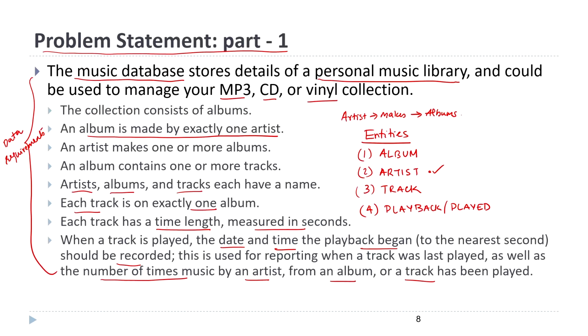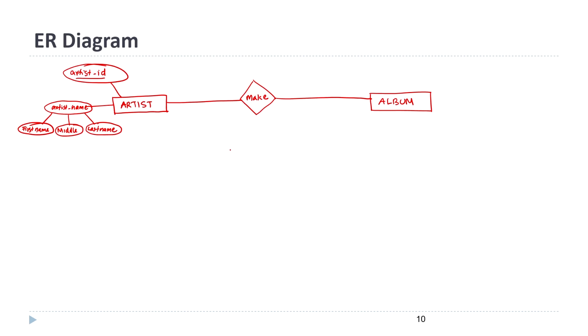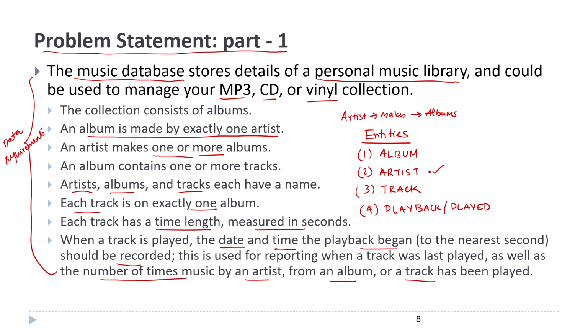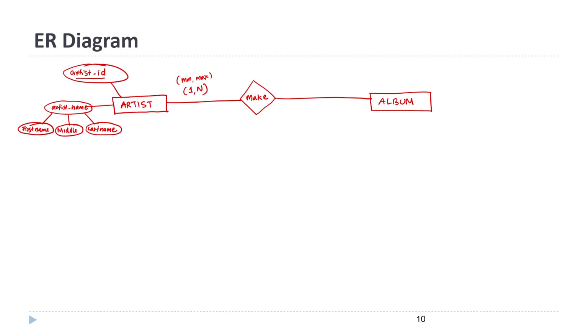You can take it either way. The artist name will be there. Minimum is 1 and can make more than 1. So, the relationship cardinality here is 1 comma n. This is the min max we talk about. Artist can make a minimum of 1, maximum of n in this regard. Now, if you look into the previous one, it says an album is made by exactly one artist. So, that means every album has a total participation in the make relationship, because exactly one artist makes it.